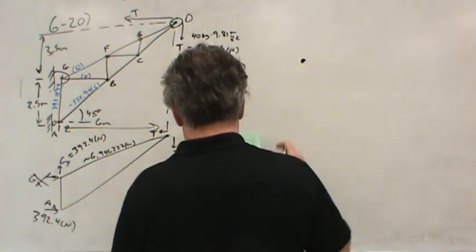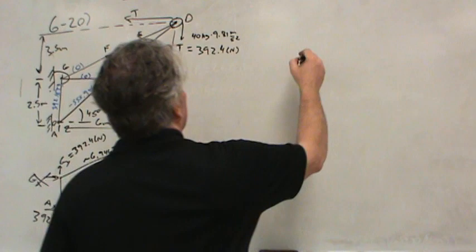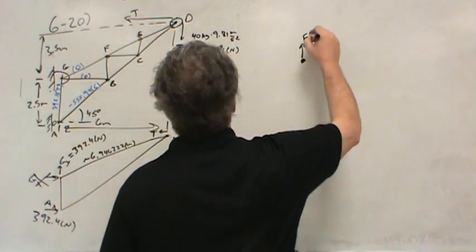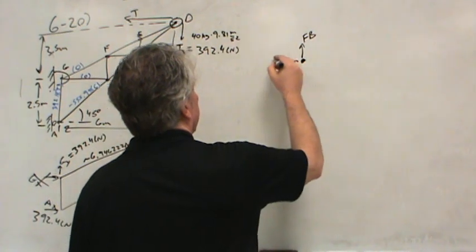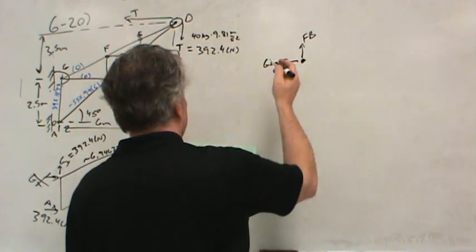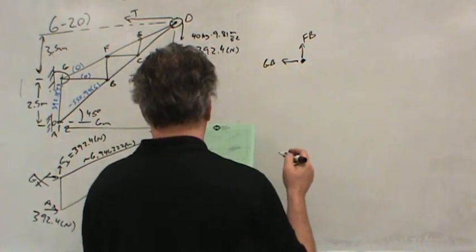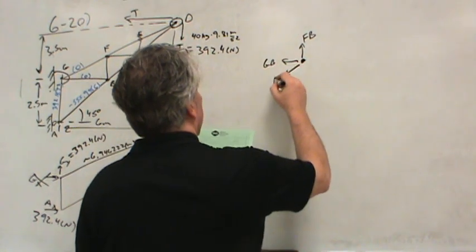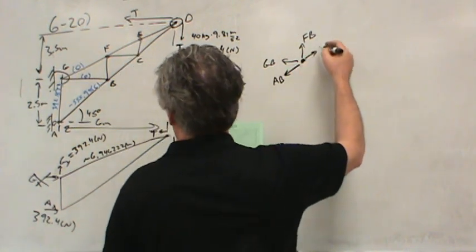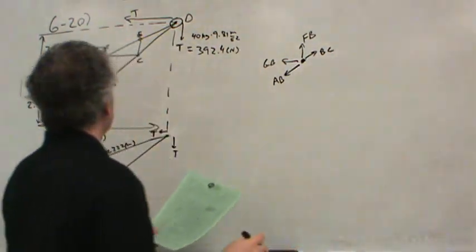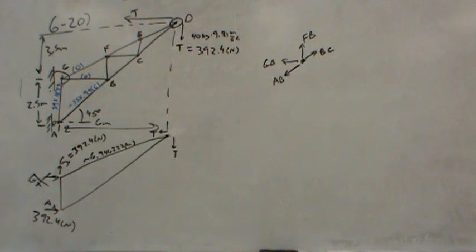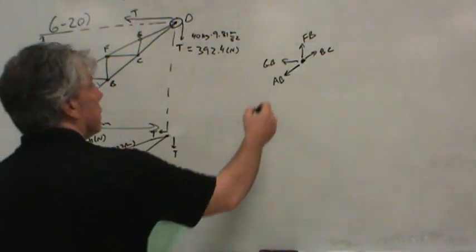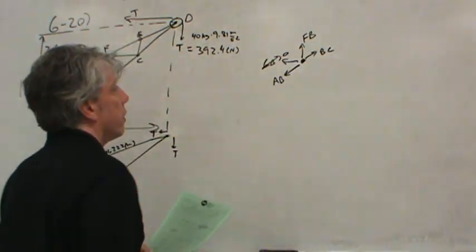All right, so here's point B. There could be force in member FB, force in member GB, although of course we already know there's none there, GB is 0. Force in AB and force in BC. But that's it. Those are the four members that are connected together at point B. As I said, we already know that GB is 0.